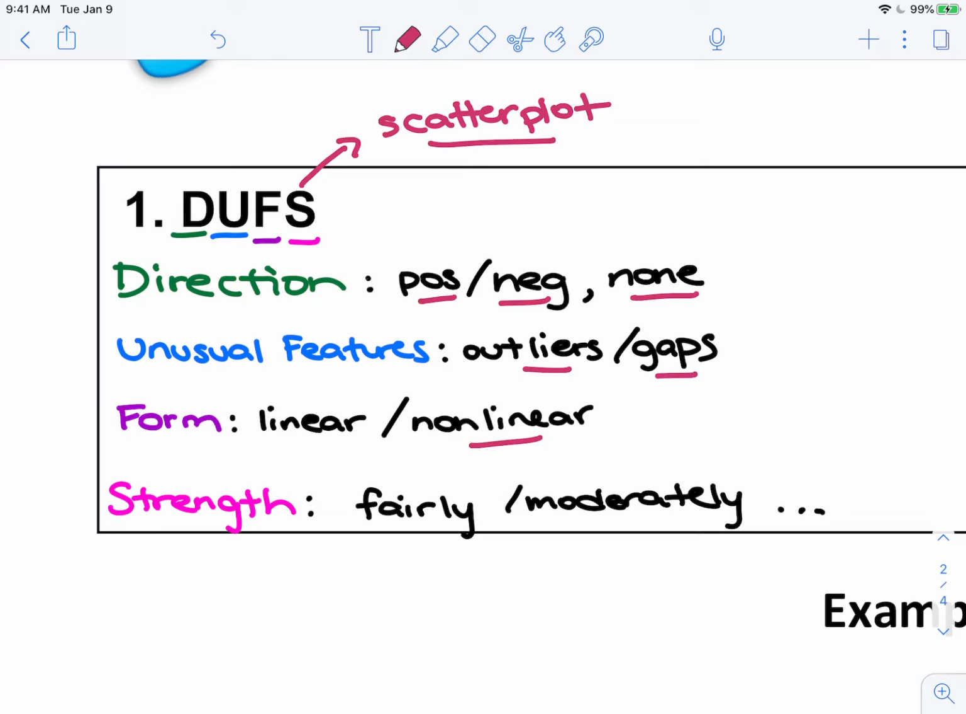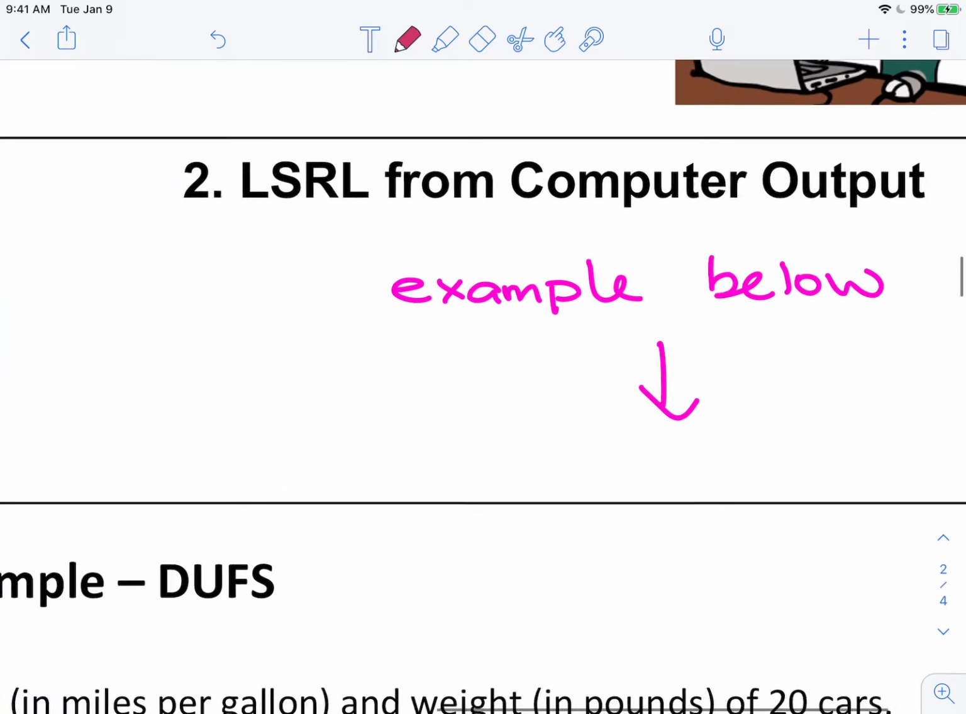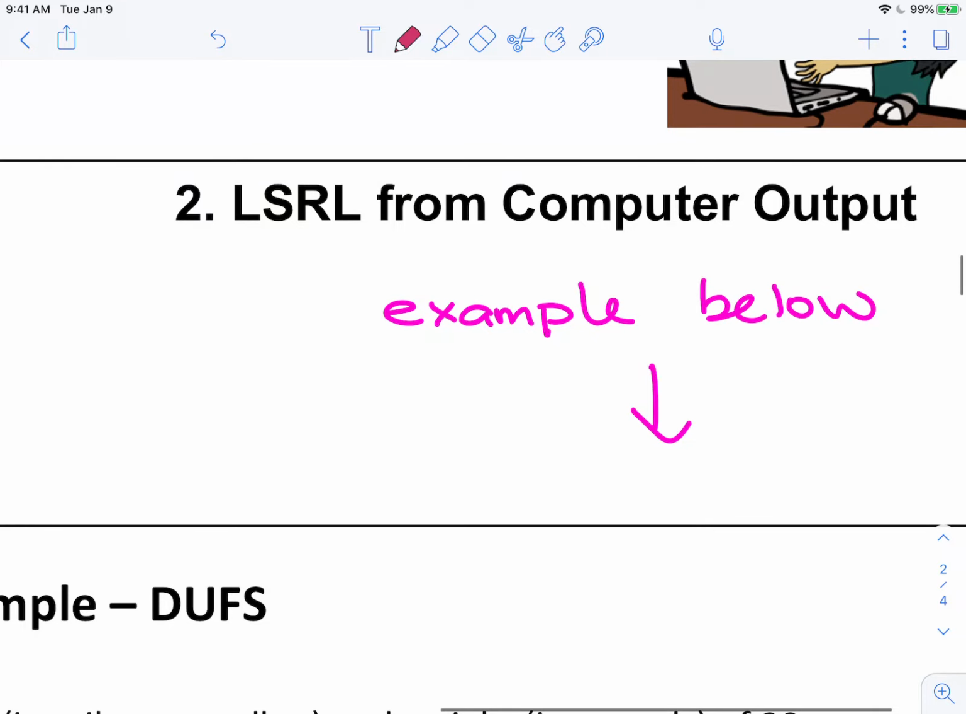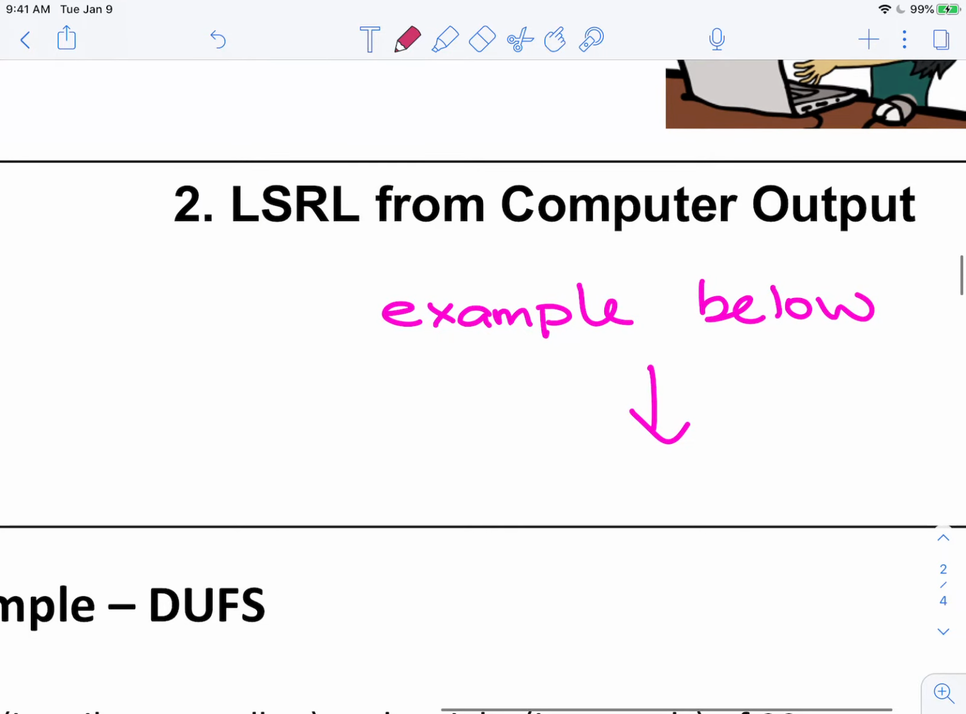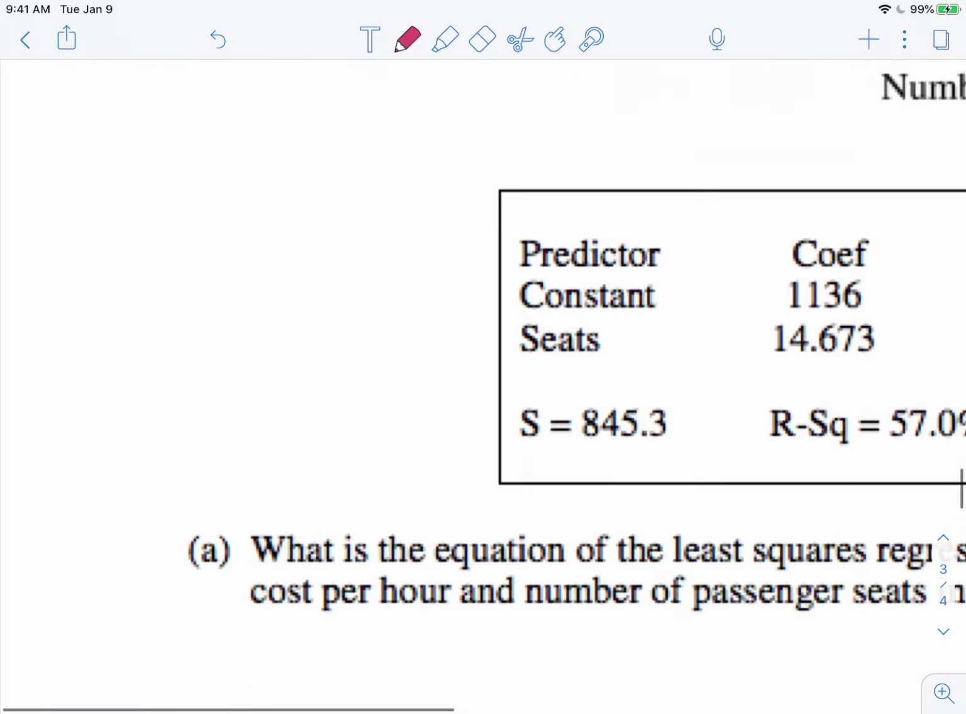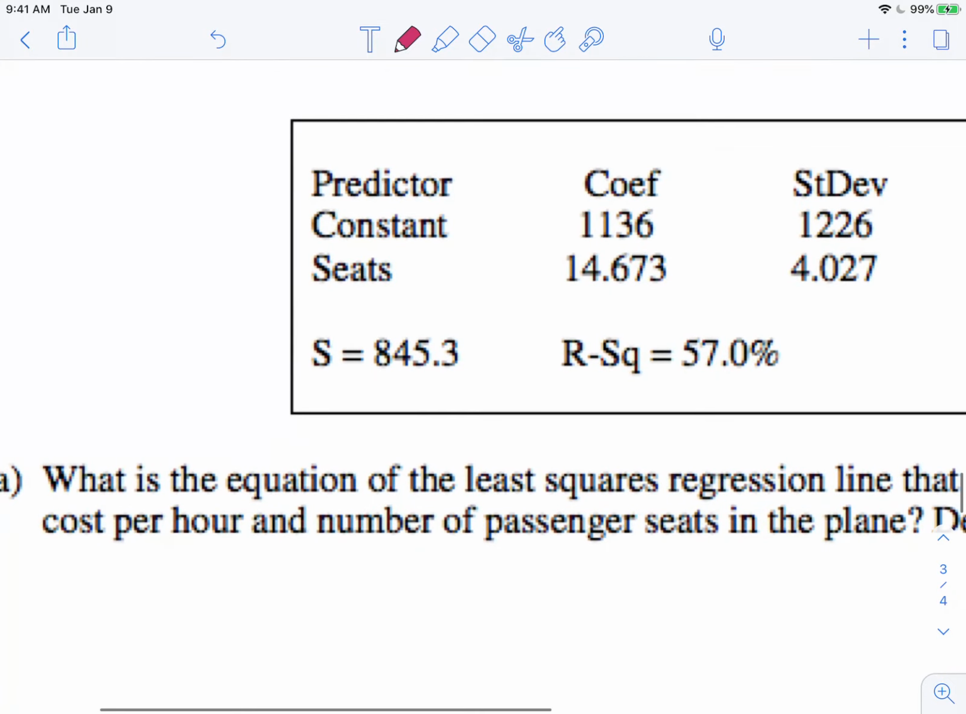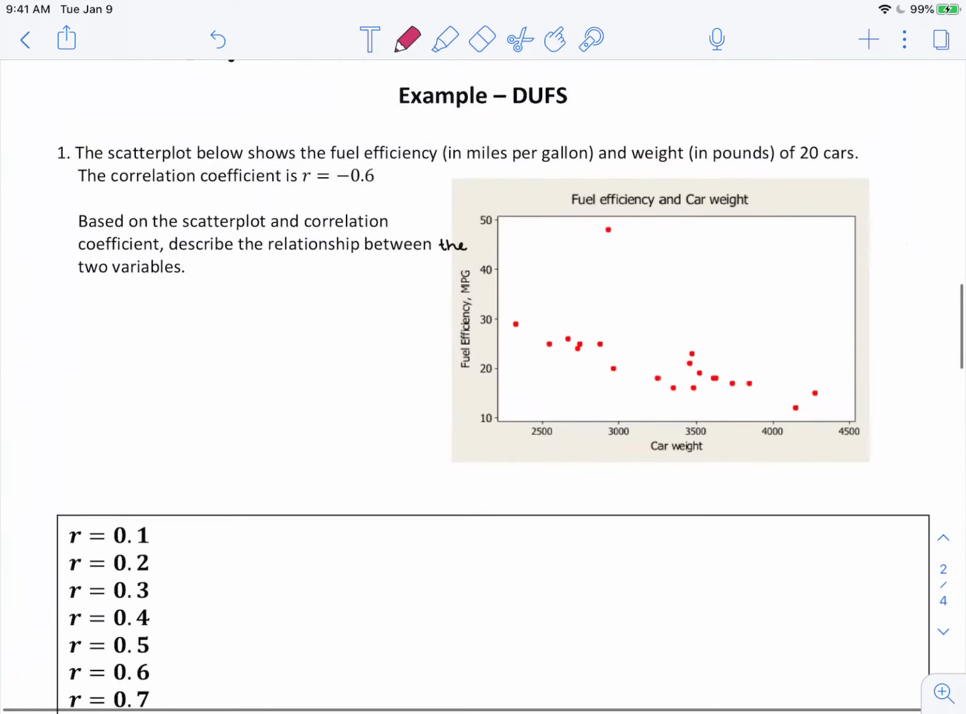And then strength is the S. And so for strength, weak, strong, moderate. What I like you guys to do is use words like fairly, moderately. So fairly strong, moderately strong, just to kind of make our words a little bit safer. Okay, that's DUFS. Least squares regression line, LSRL, from computer output. That example is down below. Oh, it's right here. So stay tuned for that.